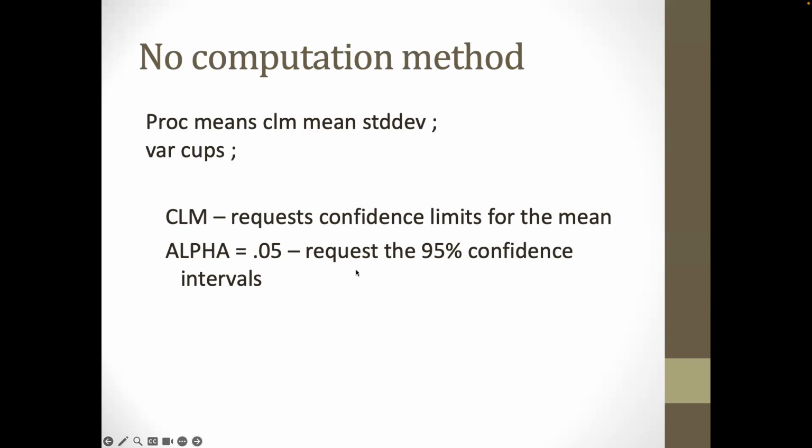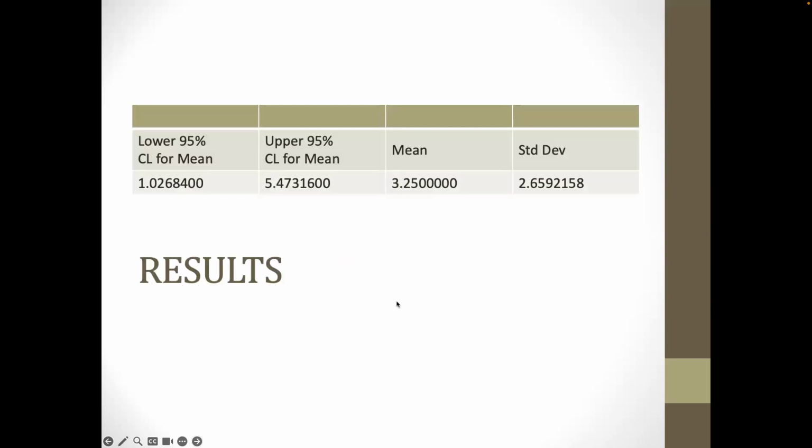Alpha equals 0.05 would request the 95% confidence intervals. We didn't really need to put that because that's a default. If you don't give an alpha, that's what it gives you. And amazingly, it gives me exactly what I got when I computed it out. So 1.02, 6.8, which rounds to 1.03, is the lower limit, and 5.47 is the upper limit.